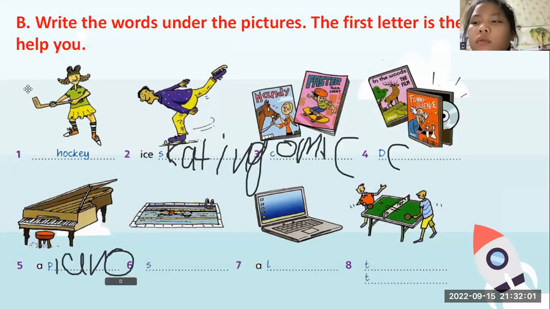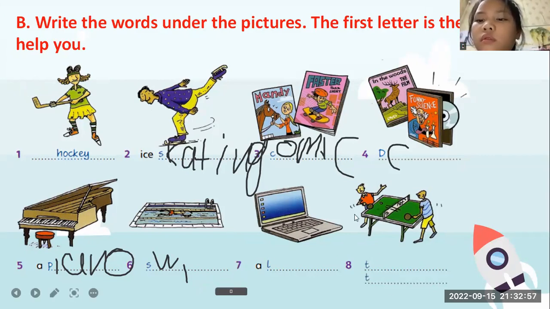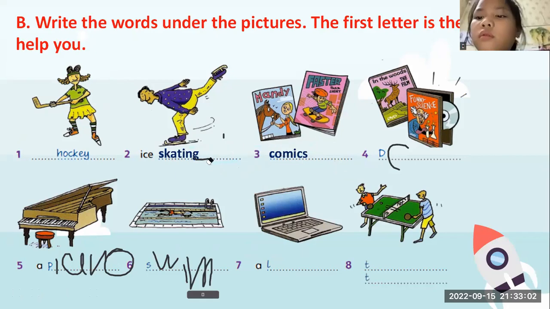Okay, number one is given, that is hockey. We have skating, comic, very good. You got it right. How about number 4?